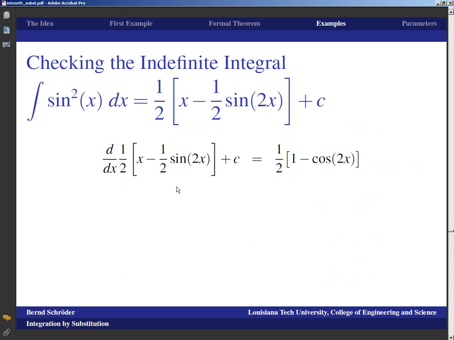And again, always double check. Take the derivative of this, and you end up with 1/2, which is on the outside, of course. Derivative of x is 1. The derivative of 1/2 sine 2x is cosine 2x times 2 times the 1/2, so the 2 times 1/2 goes away. We end up with 1 minus cosine 2x, and then we have to remember the trig identity. This really is sine squared x, as it should be, and again, we've solved the problem correctly.